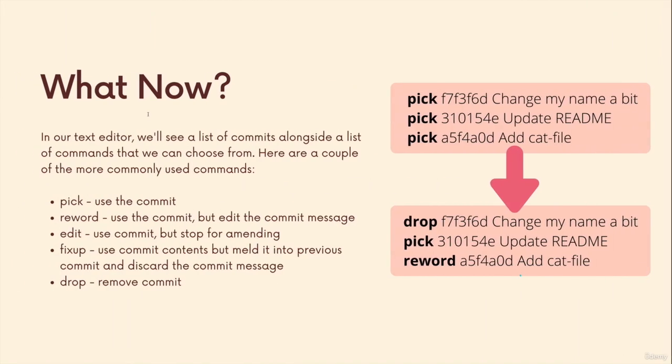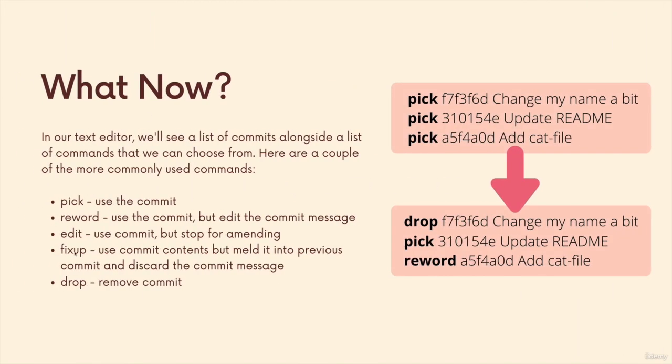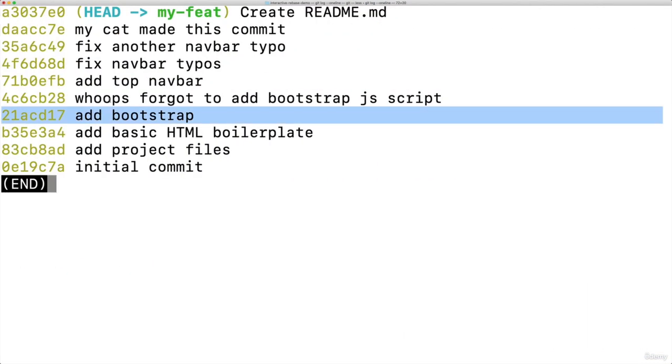So we have an option to do that. We can use fix up, a different command, which basically says use the contents of this commit, but meld it or mush it into the previous commit and get rid of its commit message. So that's what I want. I want to just get rid of this commit message, take the contents of the commit and mush it together with this one. So I'll show you that now.